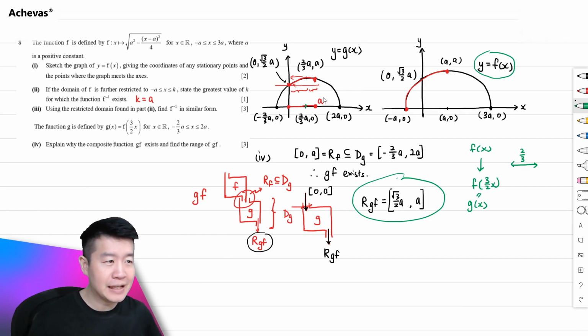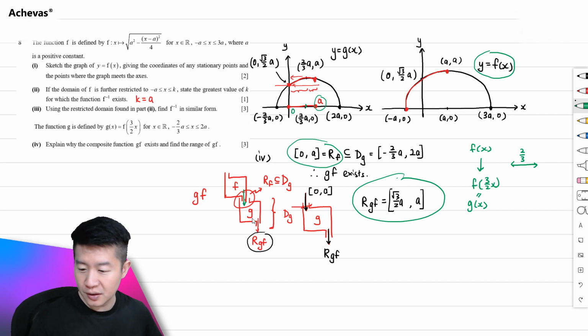In case you are wondering about this A here, this A here is because for G, in the composite function, what comes out from F goes into G, and what comes out from F is from 0 to A. So from 0 to A is going to go into the graph of G, and this is going to represent what is supposed to be coming out from G in the composite function.